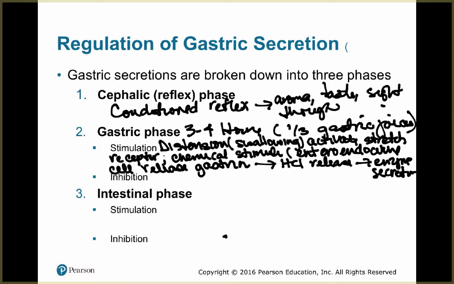Now, how can we inhibit the gastric phase? So basically, low pH does. So pH is going to lower between meals, and it can happen during eating due to negative feedback.